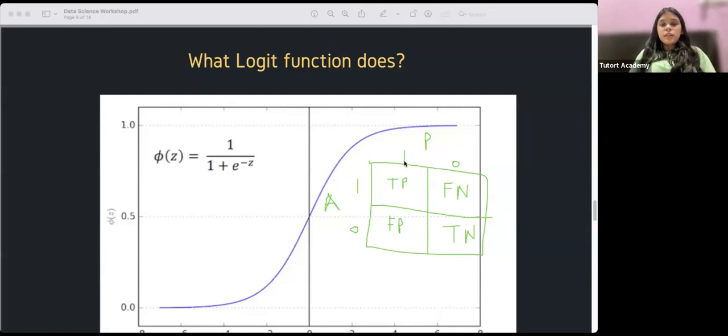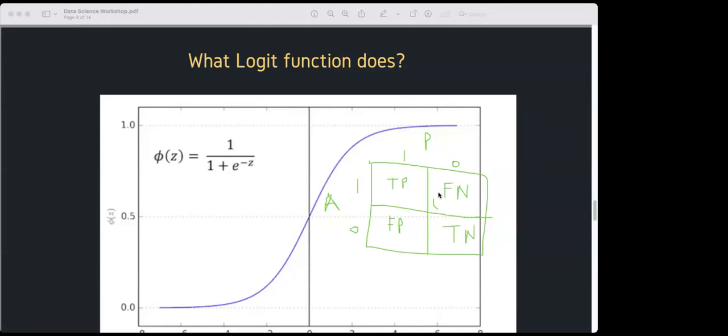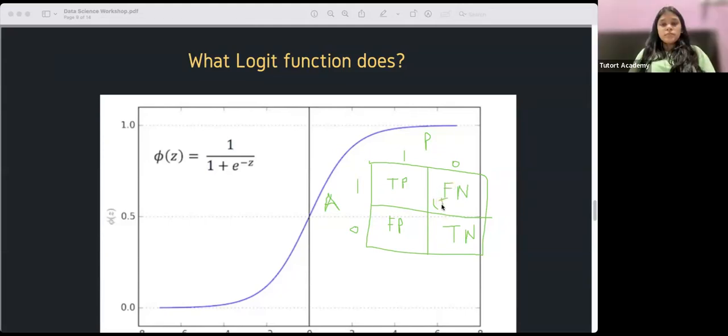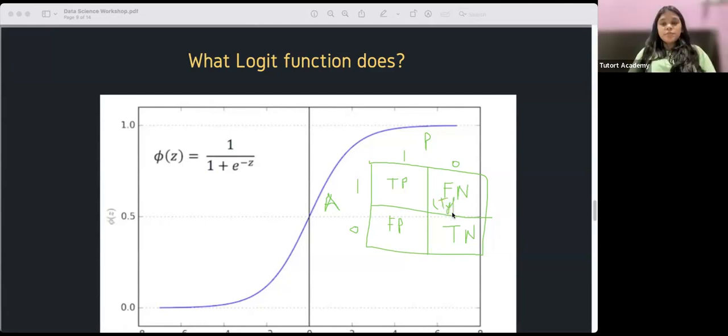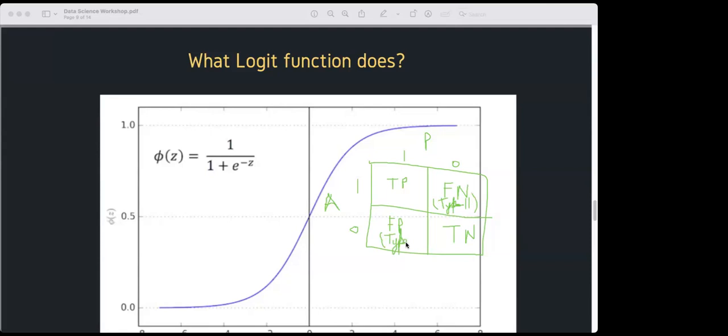Can you let me know if you are clear till here? Great. So what is a false negative also known as? Type 2 error. Yes, that is correct. This is the type 2 error. And likewise, your false positive will be a type 1 error.